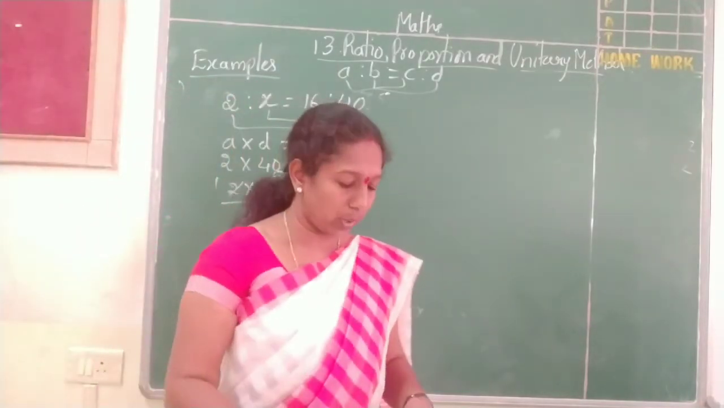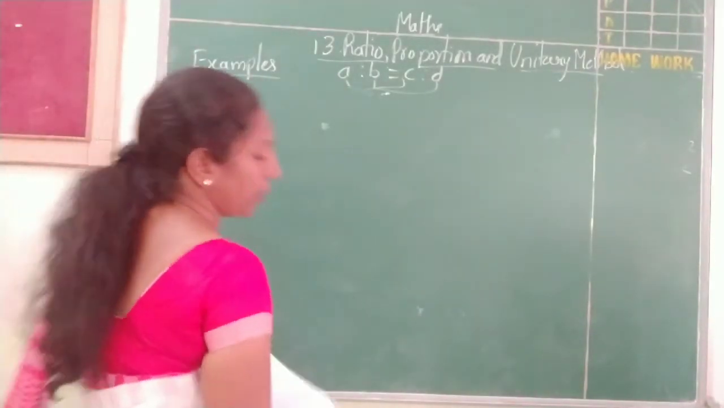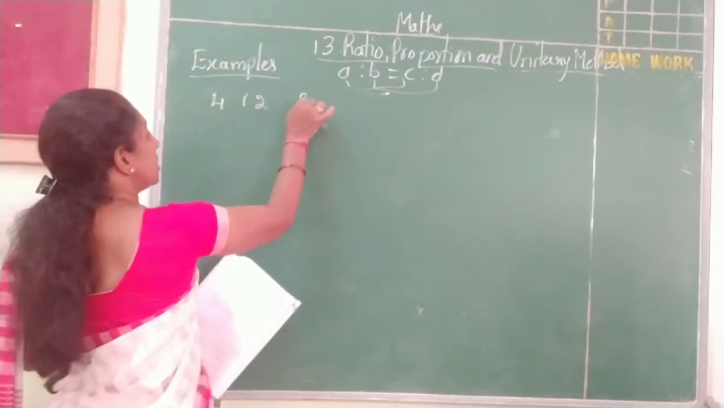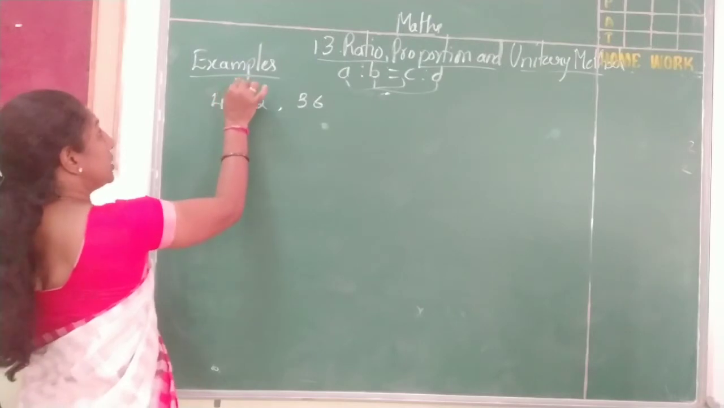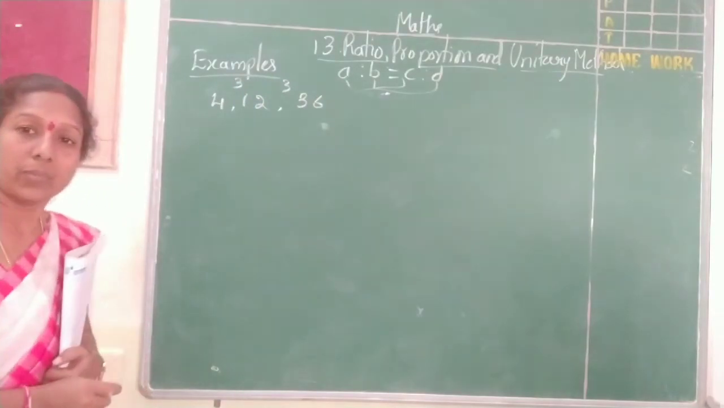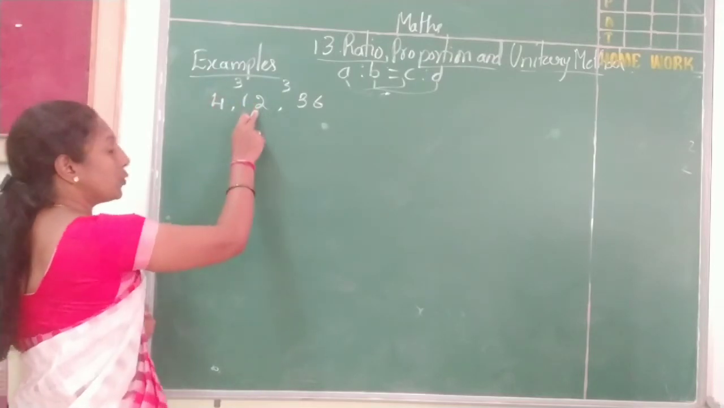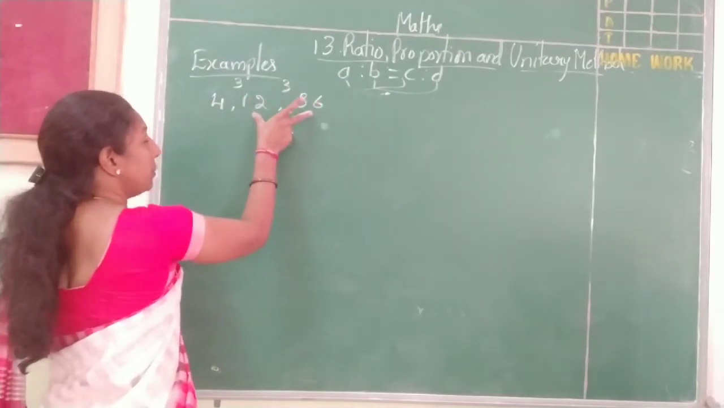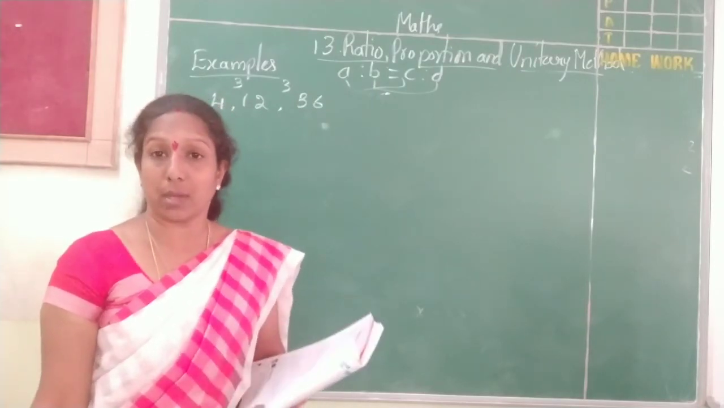Now let us take one more topic, that is called the continued proportion. What is the meaning of the continued proportion? For example, I will take here 4, 12 and 36. So these are the numbers. You can see here 4 3s are 12, correct? And 12 3s are 36. So here the proportion is the same. 4 is to 12 is the same proportion, 3 times, and 12 is to 36, 3 times. Between these also the same proportion is there.